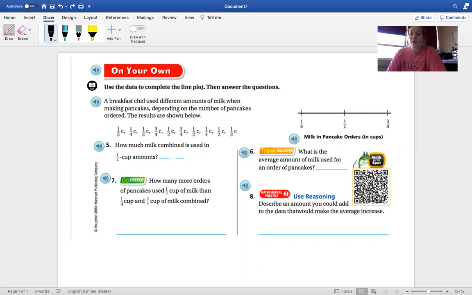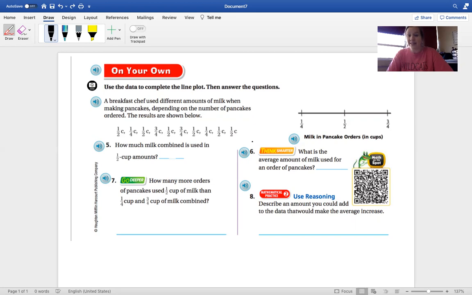So our word problem is that a breakfast chef used different amounts of milk when making pancakes, depending on the number of pancakes ordered. The results are shown below. So we have all the different amounts of milk that he used. We need to plot it on our line plot over here. They were very kind and actually already gave us 1/4, 1/2, and 3/4, which is the milk and the pancake orders in cups. So those are the only three numbers that we're going to have.